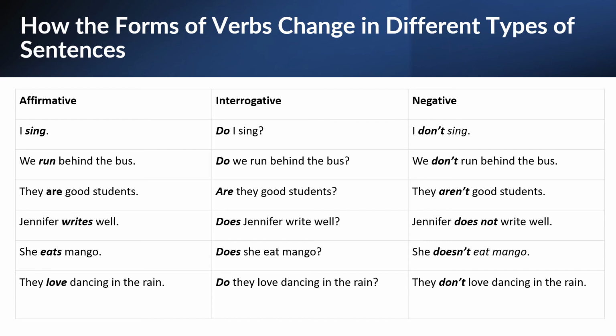Jennifer writes well. Does Jennifer write well? Jennifer does not write well. She eats mango. Does she eat mango? She does not eat mango. They love dancing in the rain. Do they love dancing in the rain? They don't love dancing in the rain.